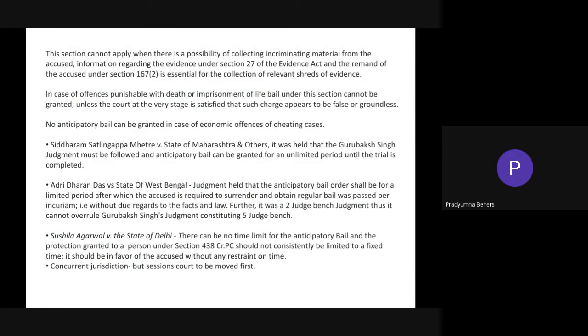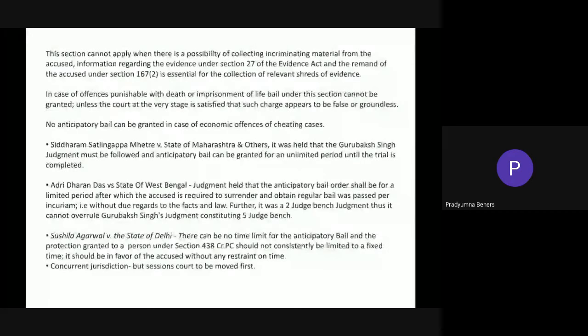Another important case is Siddharam Satlingappa Mhetre versus State of Maharashtra and others, in which it was held that the Gurbaksh Singh judgment must be followed and the anticipatory bail can be granted for an unlimited period until the trial is complete. Until the trial is complete, it will last. It will last for an unlimited period, and the guidelines given in Gurbaksh Singh Sibbia's judgment were reiterated in the Adri Dharan Das versus State of West Bengal case.